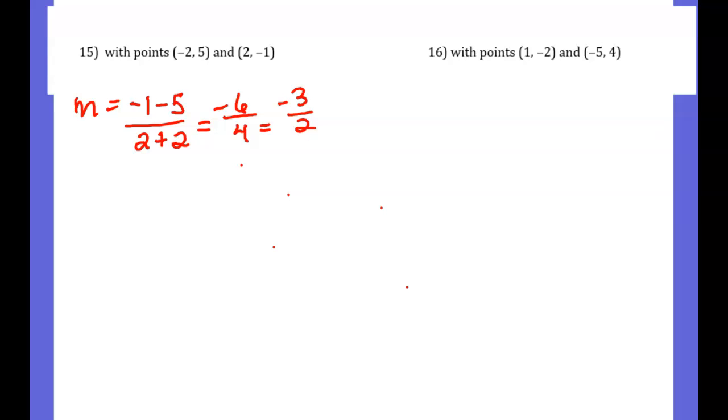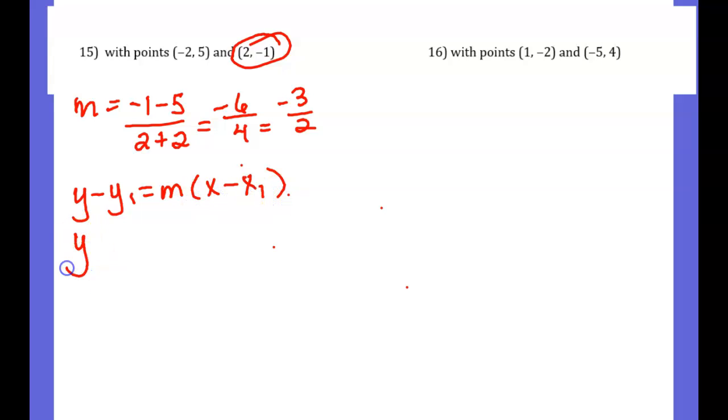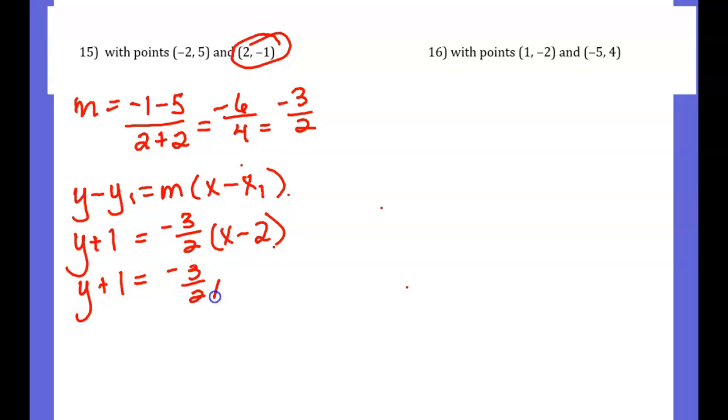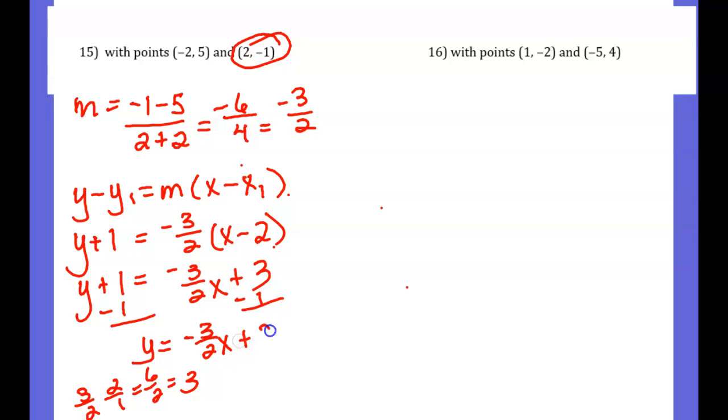So there's our slope. When you have 2 points, and this is important, you just pick one to put in point-slope form. I like to circle it so I don't forget which one I'm using. It doesn't matter which one you pick. So y minus y1 equals m times x minus x1. I'm just going to plug it in. It's going to be minus a negative 1, so it's y plus 1 equals negative 3/2 times x minus 2. We distribute. Negative 3/2 x. Negative 3/2 times negative 2 is going to be 6/2, which is 3. So this is going to be plus 3. Now I'm just going to subtract 1 from both sides, and I get y is equal to negative 3/2 x plus 2. There's my answer.